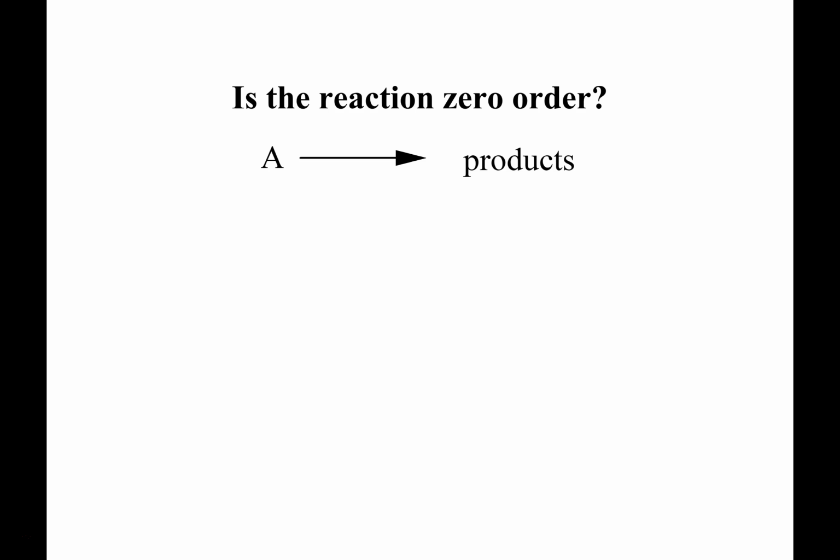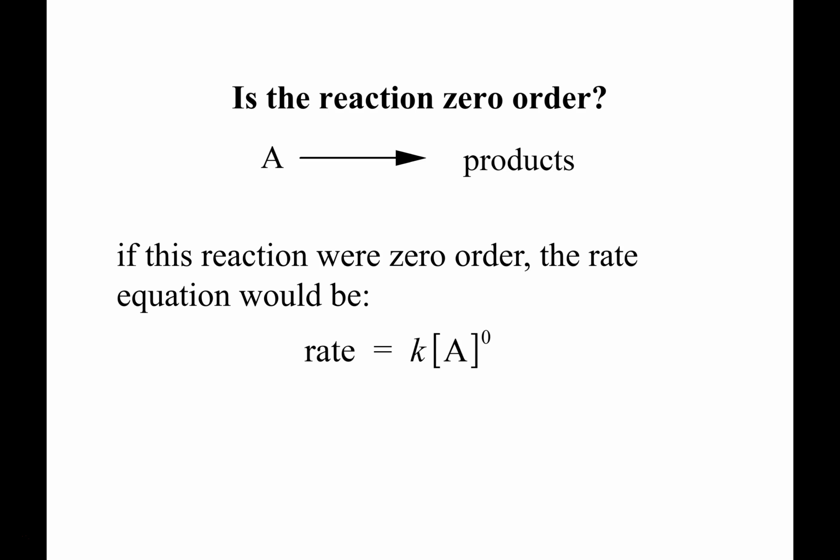So anyway, zero order. We said that zero order means that rate is equal to K times the concentration raised to the 0th power. That means that this is always 1. That means the molar concentration has no effect. So if that's 1, then our rate is equal to K. Your rate is equal to your rate law constant. It's kind of weird, isn't it?